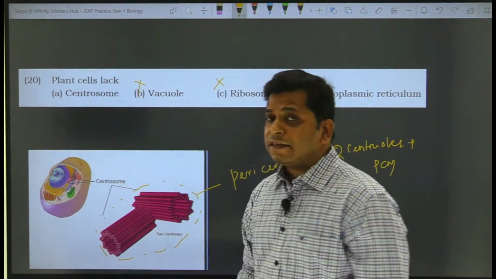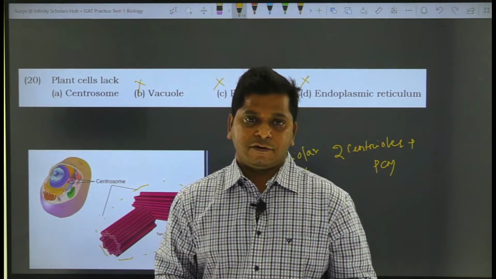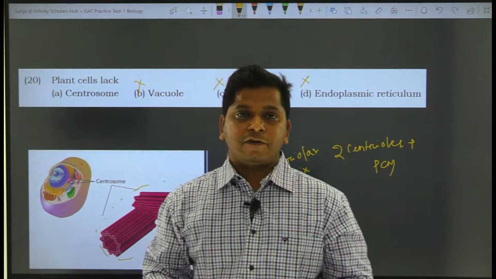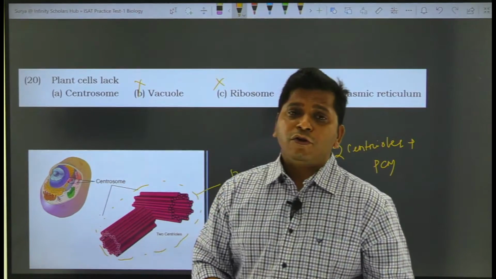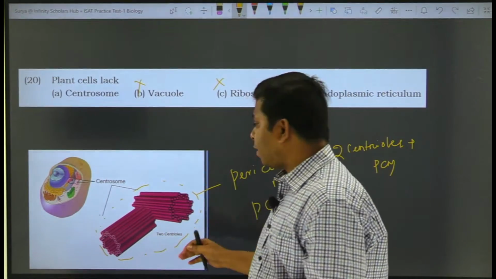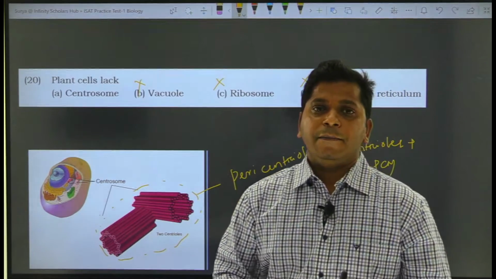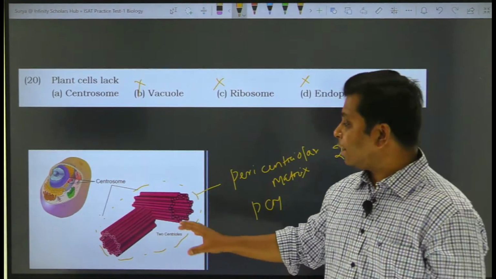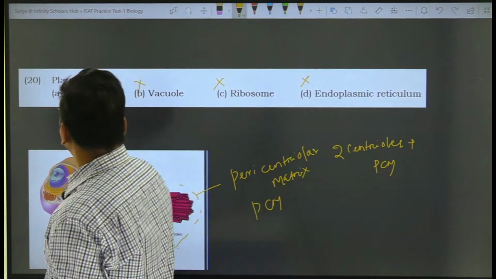These centrioles help in the formation of spindle fibers, and spindle fibers are the essential structures that help in cell division, because they pull the chromosomes towards the opposite poles during cell division. But if these structures are not present in the plant cell, how are they going to divide? Spindle fibers are produced in plants too, but there is a different structure altogether which helps in the formation of spindle fibers, not the centrioles. So centrioles and centrosomes are going to be absent in the plant cell. So this option is the correct choice.